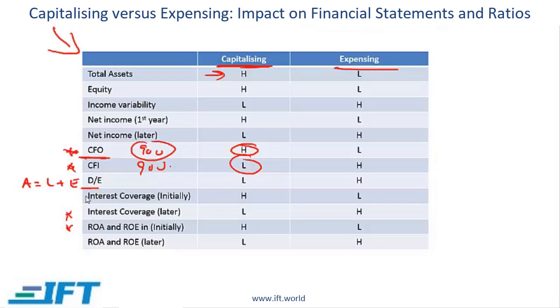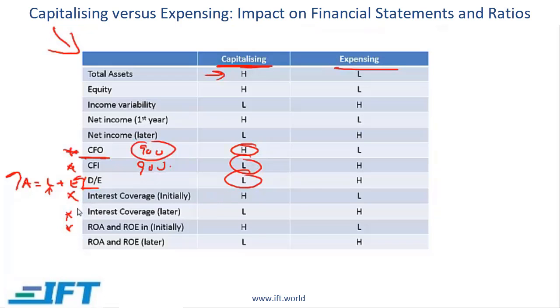Debt to equity ratio, notice that the debt is not impacted by the decision of whether to capitalize or expense. So the liability is not impacted. The asset number is going to be higher for the capitalizing firm. If the asset number is higher, that means that the equity number is higher. If the equity number is higher, then the debt to equity is lower for the capitalizing firm.